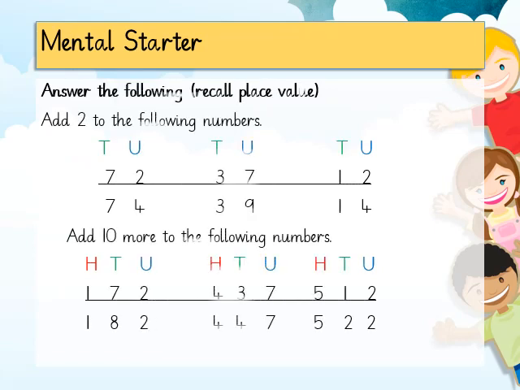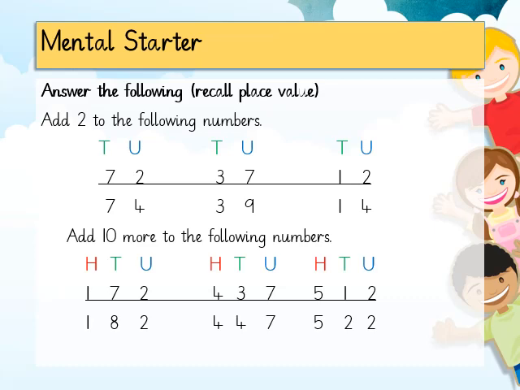Alright children, let's start our lesson with mental starter. This is a very simple activity, but you have to follow the given instructions very carefully. The first question is add 2 to the following numbers. The 2-digit numbers are given in the first row with the place value identified at the top of each digit as units and tens.